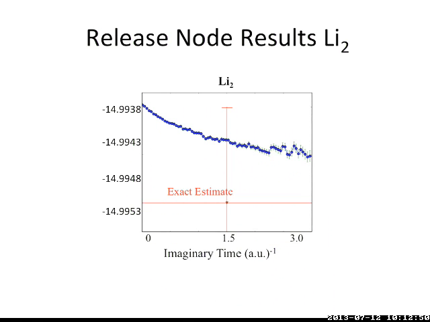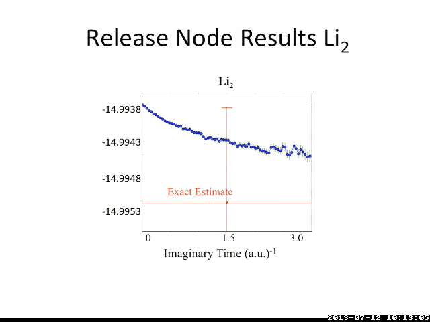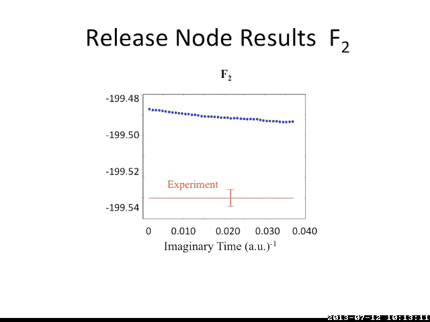And at least with our first shot, it's kind of plateauing out, but you couldn't really say this is a fully converged release node calculation. For fluorine-2, it's quite a bit worse. I guess I should point out the time scale here is 1 to 3, so we're able to go somewhat far in imaginary time, at least as far as we thought we should be going. With fluorine-2, you'll see the... what is an exact estimate?